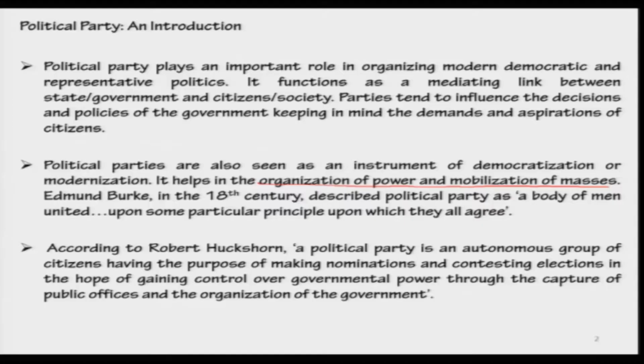Edmund Burke in the 18th century described a political party as a body of men united upon some particular principle upon which they agree. Now, this particular principle gives a party a kind of cohesiveness, and that cohesiveness helps in the organization of the people or the formation of the group, and then they take those principles or ideas to the masses to mobilize the masses.